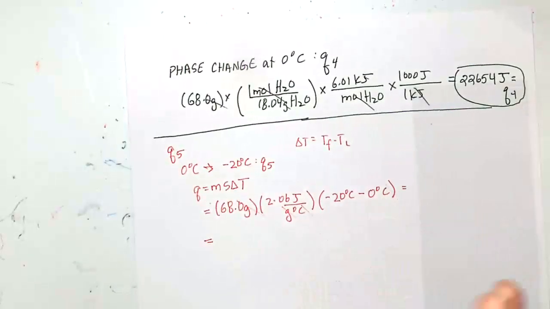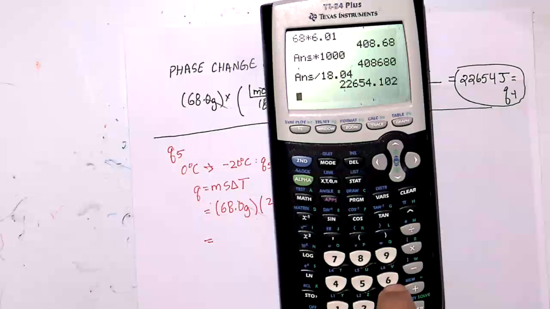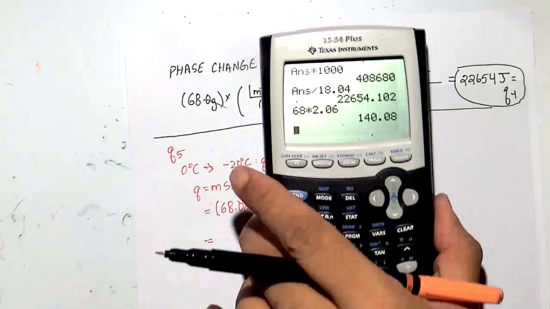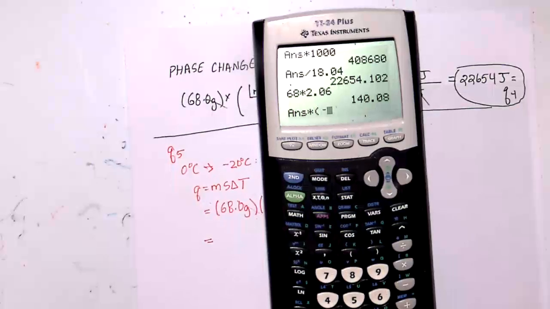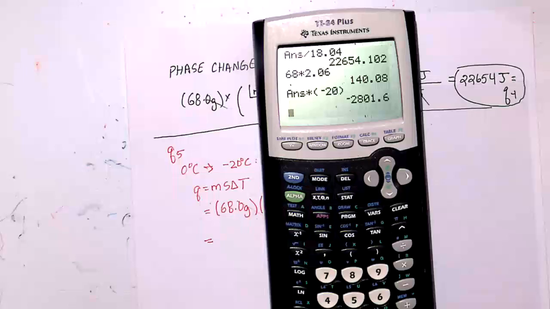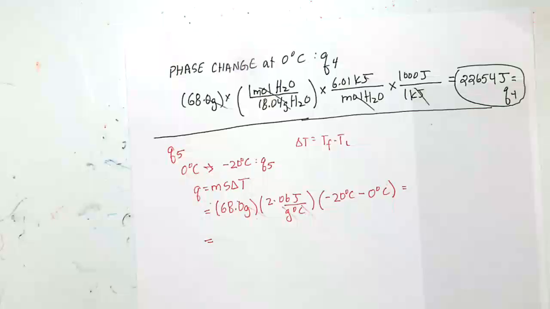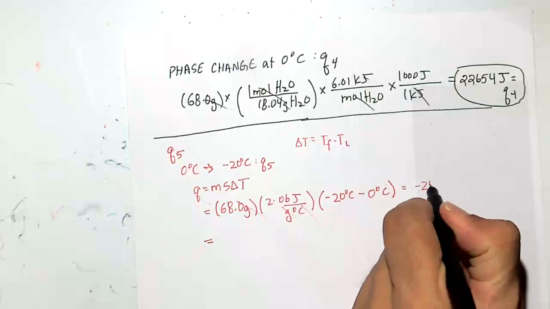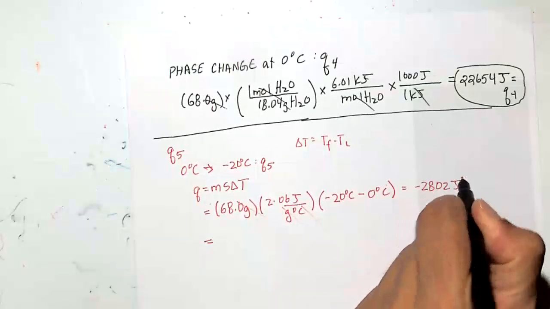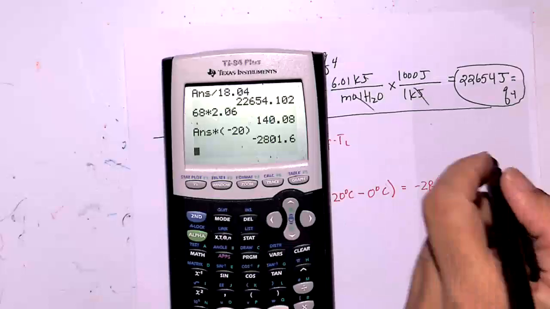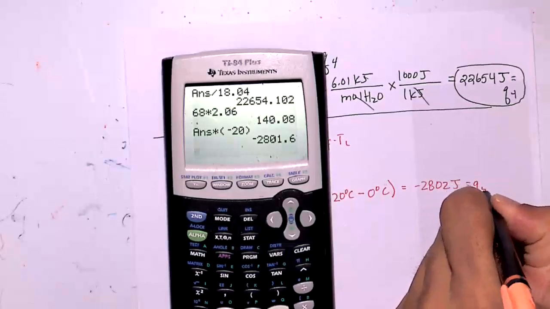And what will this be on our calculator? 68 times 2.06 times minus 20. Okay, minus 2802. Minus 2802 joules. Okay, this is Q5.